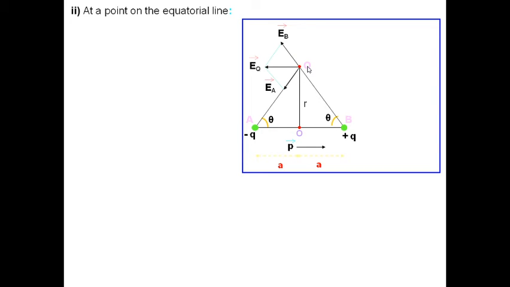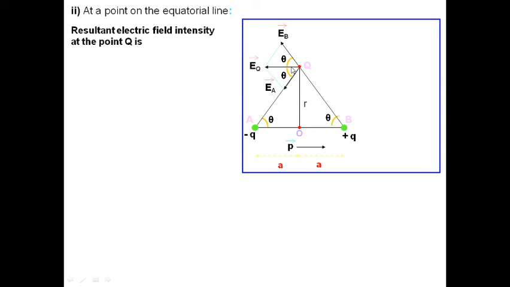So let's calculate the magnitude. Now this angle you can check is theta, this is the same angle theta here, and this is also theta. So resultant electric field at point Q we can find by checking the components of EA and EB along this direction, along the diagonal. The components are EA cos theta, and here the component of EB is EB cos theta.